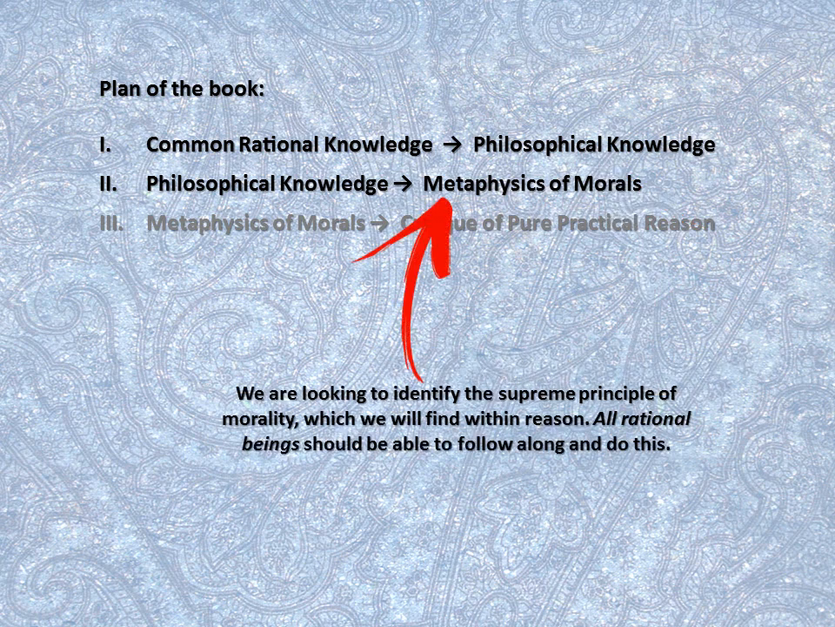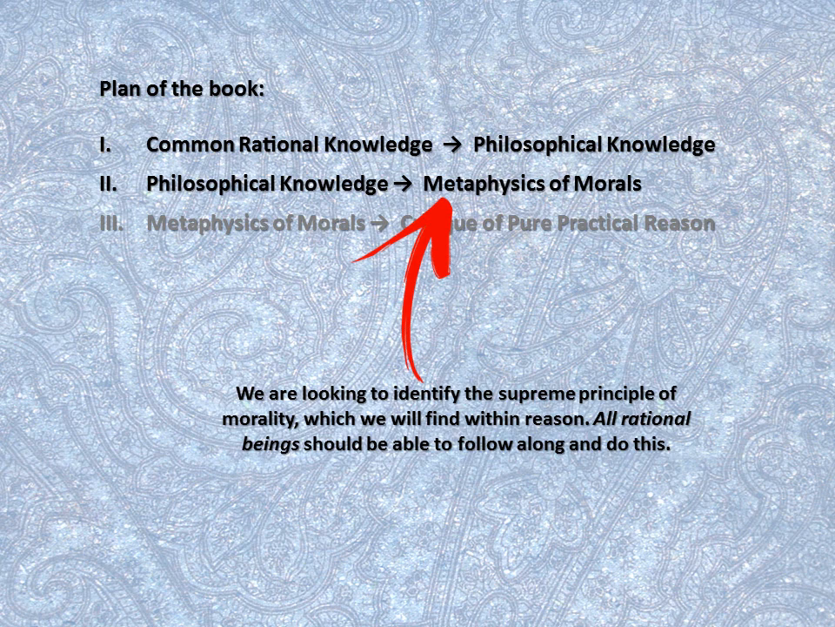And then, of course, in the meat of the project, Kant is looking to identify the supreme principle of morality, which is to say, we want to know what is the difference between right and wrong. What should I do? What is right? In order to do that, we need to take the very careful questions and concepts we've developed in the first section, that philosophical knowledge, and then use that in order to access a metaphysics of morals.